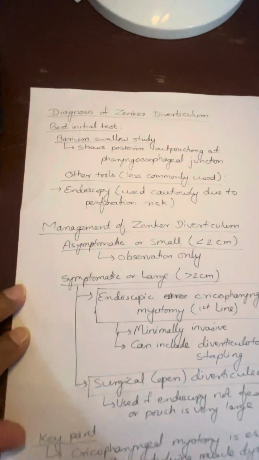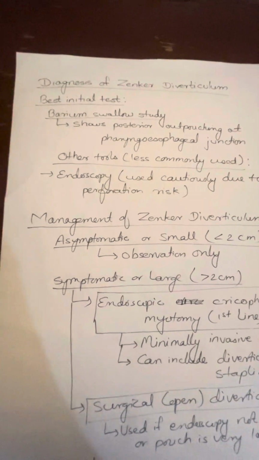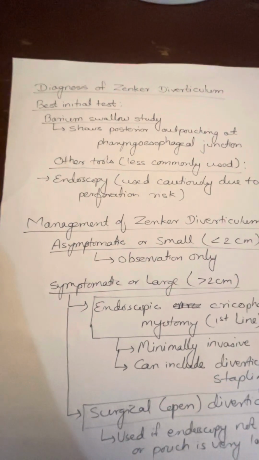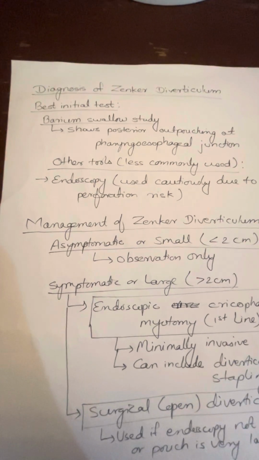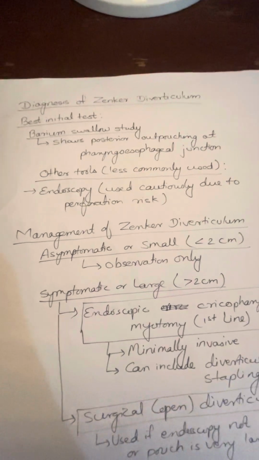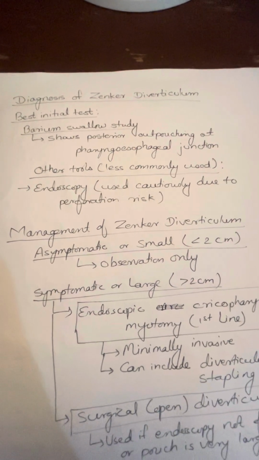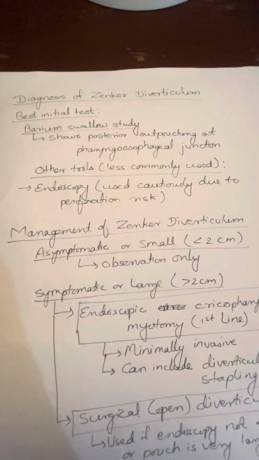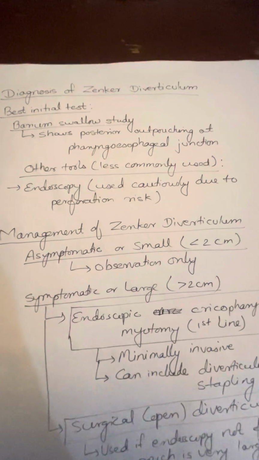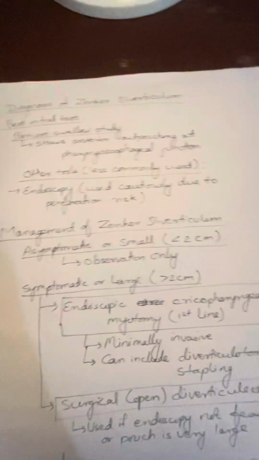Next, we have the diagnosis of Zenker diverticulum. So the best initial test is the barium swallow study, which shows posterior outpouching at the pharyngoesophageal junction. Also, we can do endoscopy, but remember, the endoscopy should be done very cautiously because there is an increased chance of perforation of the pouch while putting the instrument inside.